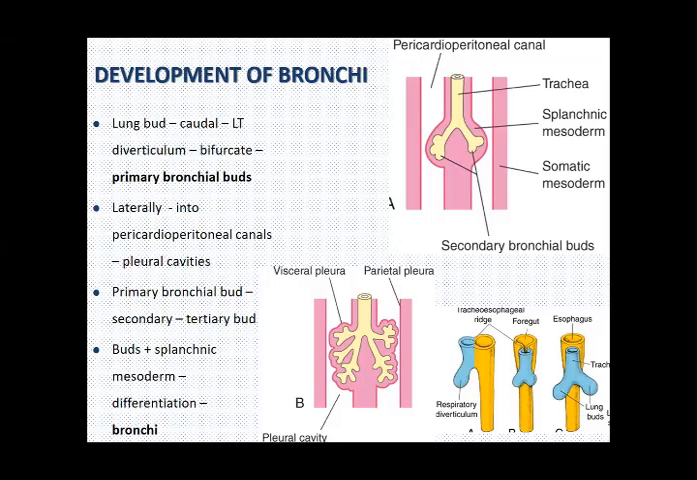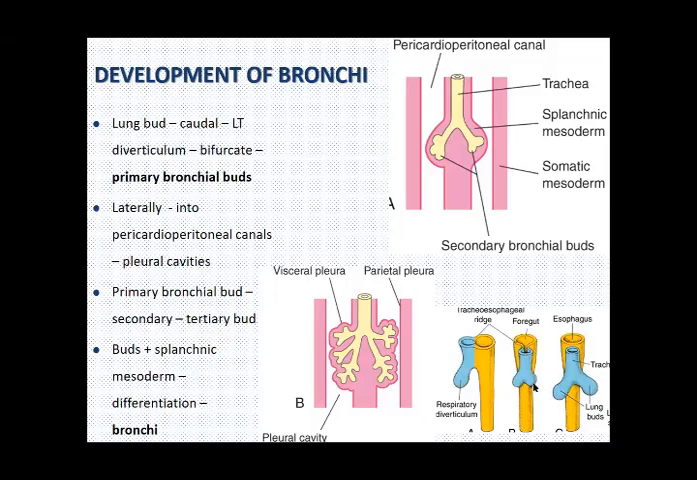अच्छा जी, अब हम बात कर लेते हैं ब्रोंकाई की डेवलपमेंट. ठीक है, ब्रोंकाई develop from the caudal part of the laryngotracheal tube. ये laryngotracheal tube है. तब आपको बताया था कि the caudal end of the laryngotracheal tube dilates. ये dilated caudal end of the laryngotracheal tube was called respiratory diverticulum. ठीक है, ये जो respiratory diverticulum है, this then divides into two. It bifurcates, divides into two.